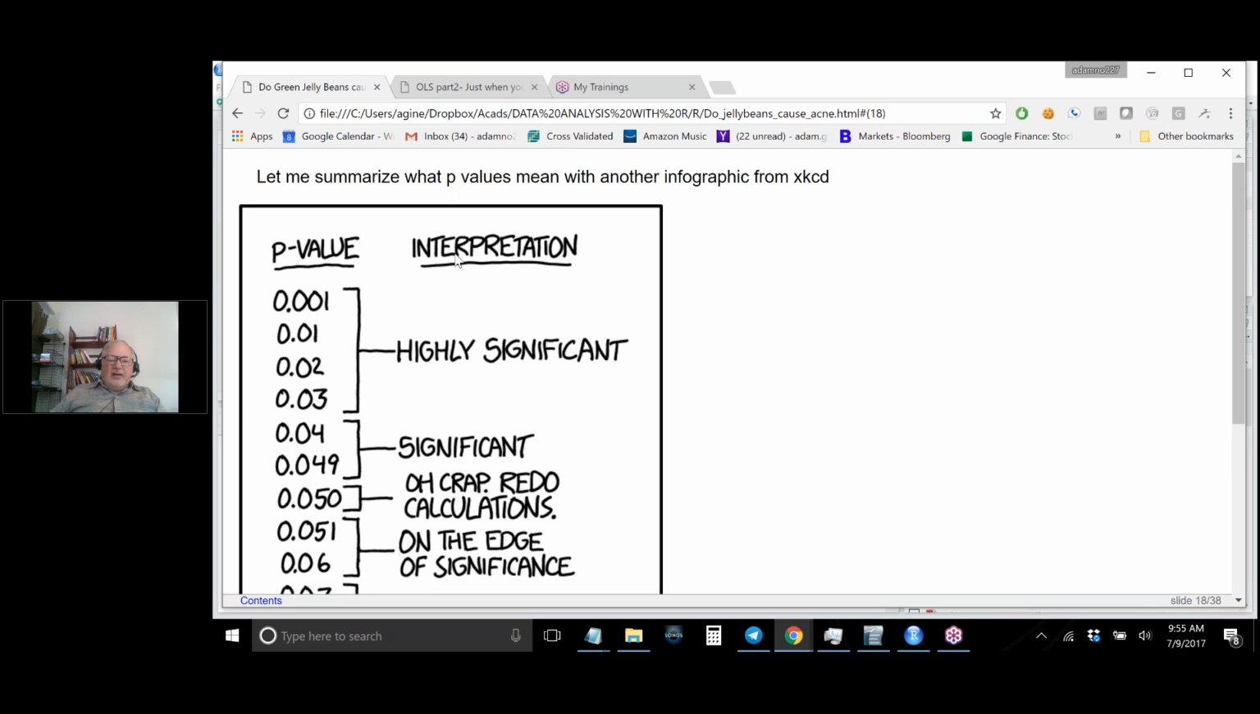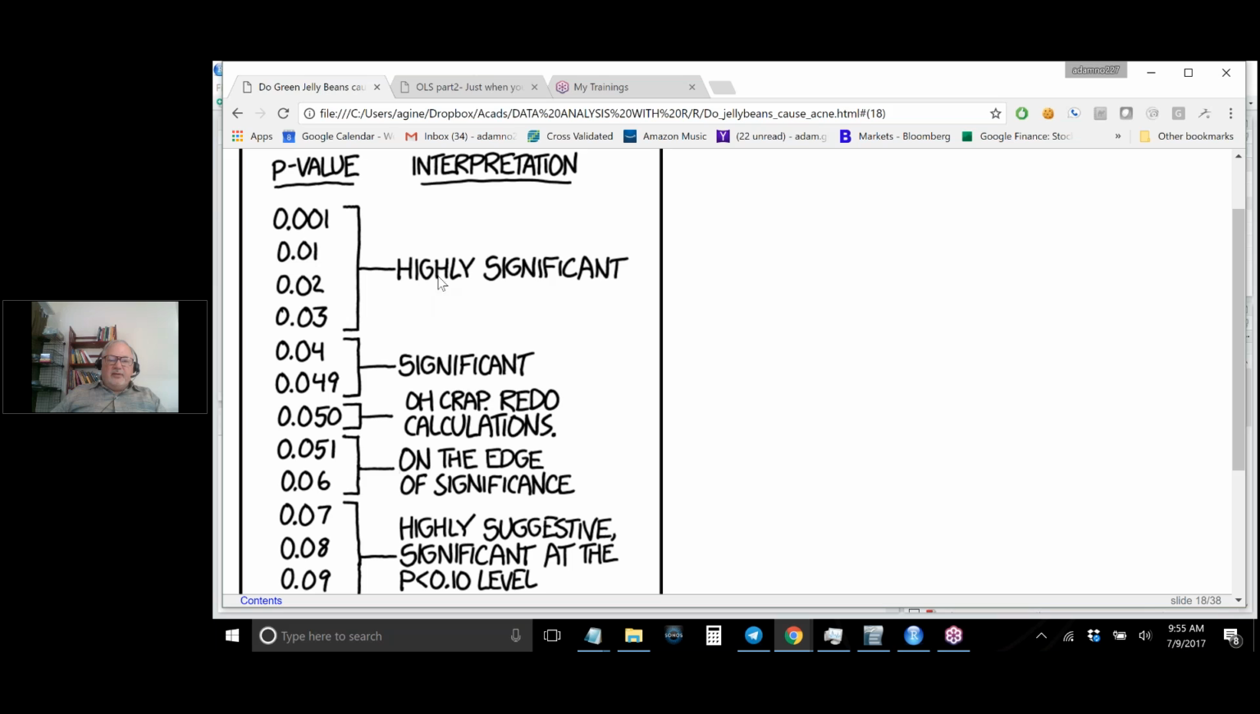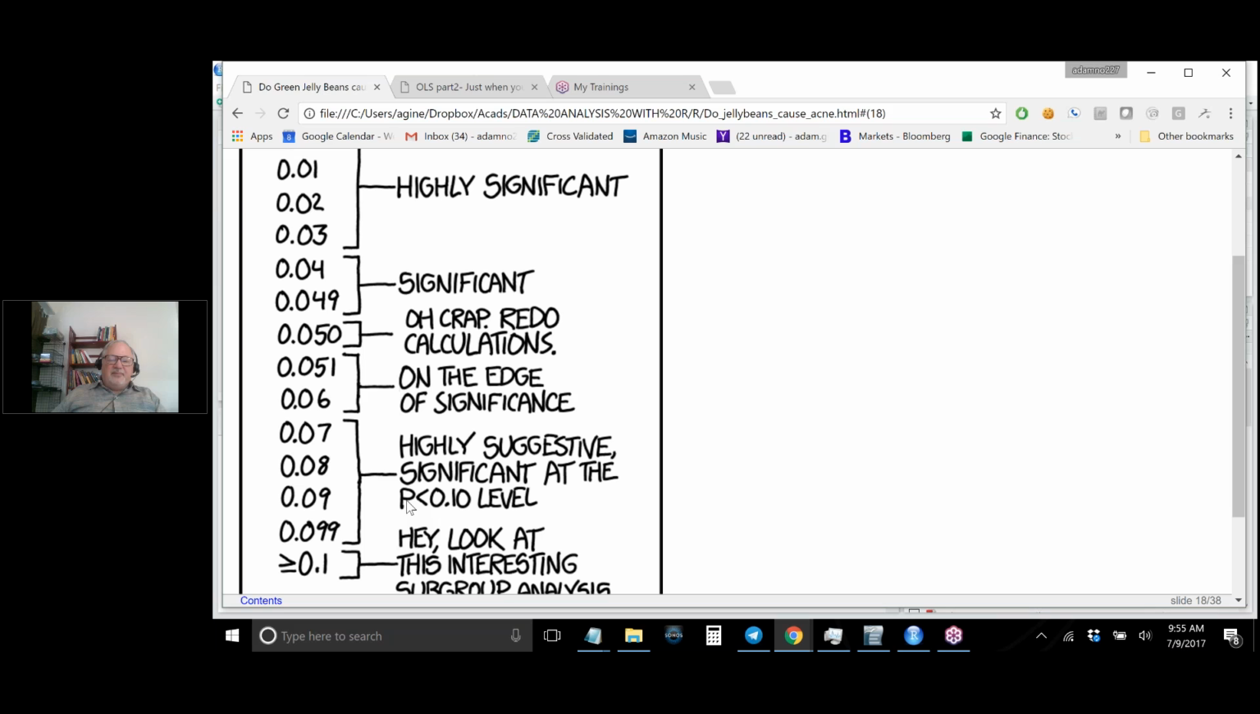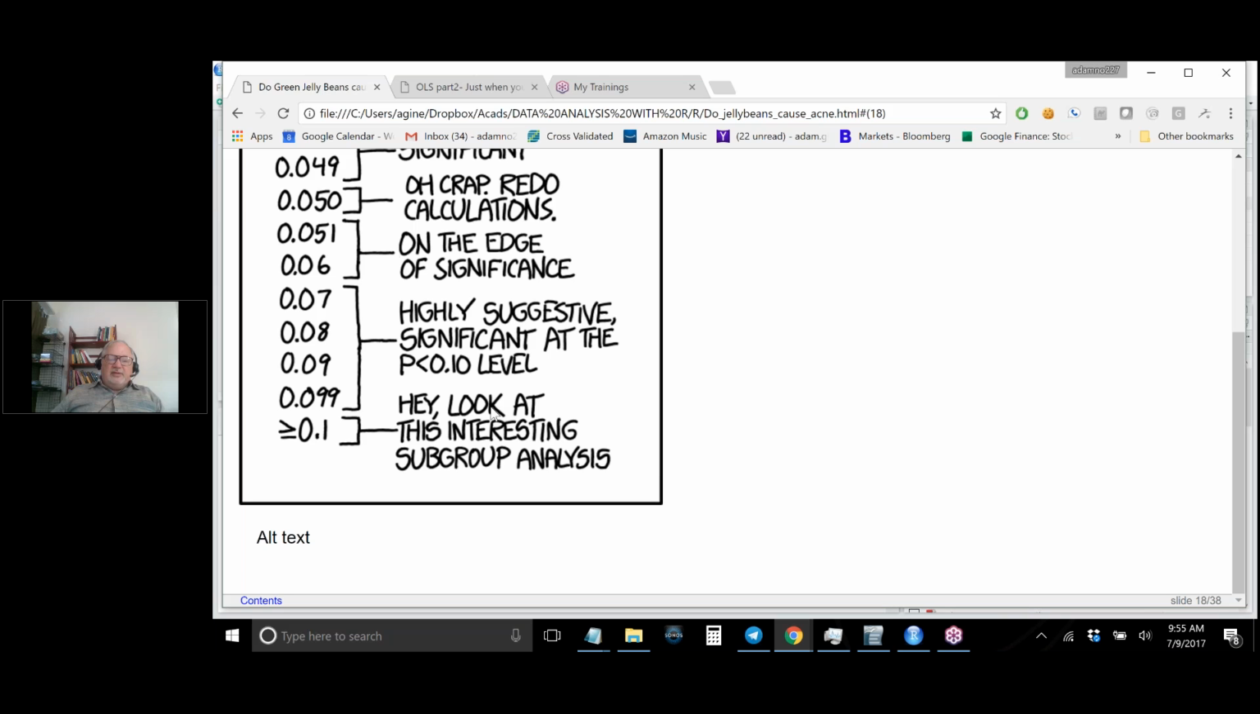So I want to summarize how you should think about p-values from another infographic from XKCD. So here are the values. If it's 0.03, it's highly significant. 0.04 to 0.049, it's significant. If it's exactly 0.05, oh crap, redo calculations. If you get p-values close to it, on the edge of significance. If they're higher than that, highly suggestive, significant at the p less than 0.10 level. And if it's greater than 0.1, let's look at this interesting subgroup, which is exactly what happened in the jelly bean thing. They looked at the interesting subgroups and they found that green jelly beans caused acne. So there you go.